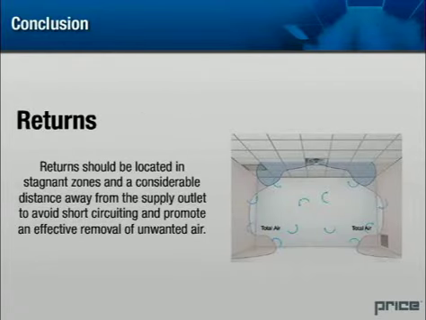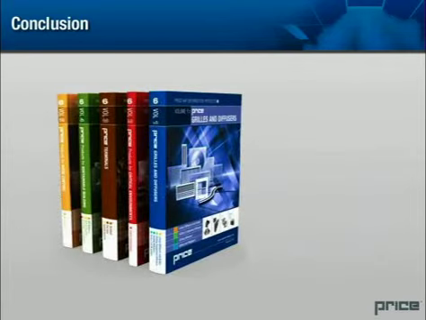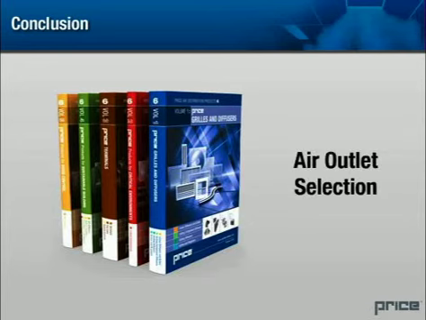Finally, we discussed how returns should be located in stagnant zones and a considerable distance away from the supply outlet to avoid short-circuiting and to promote an effective removal of unwanted air. Some of these concepts are covered in more detail in Air Outlet Selection.